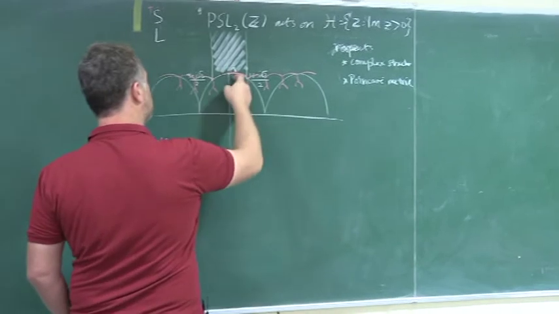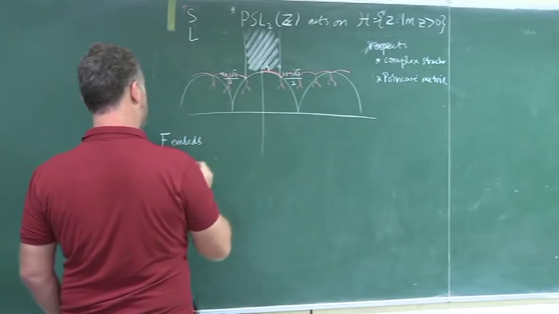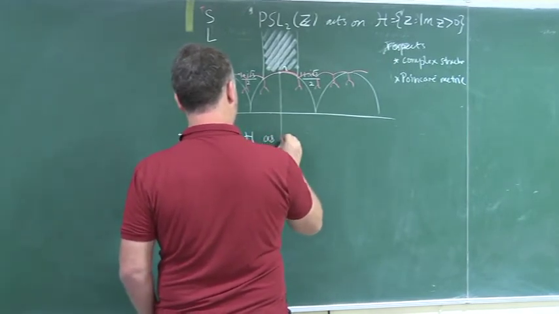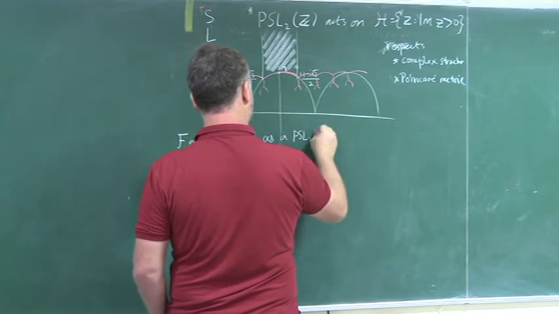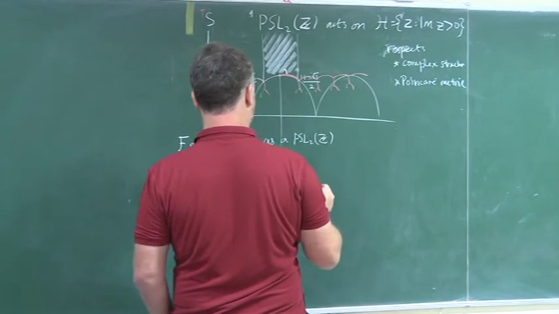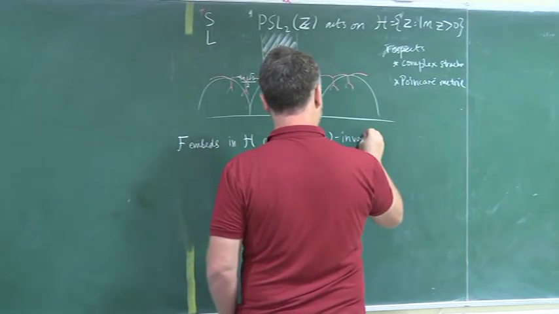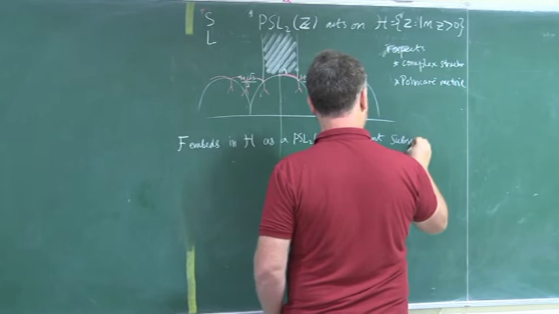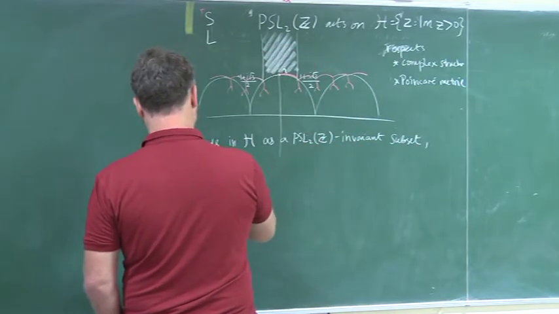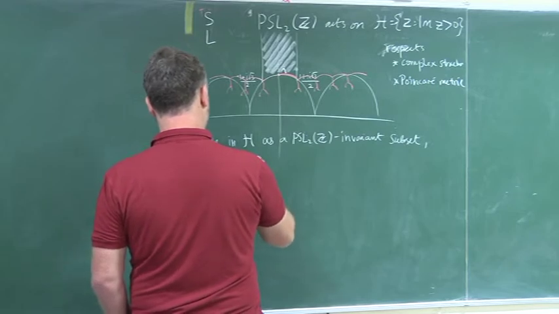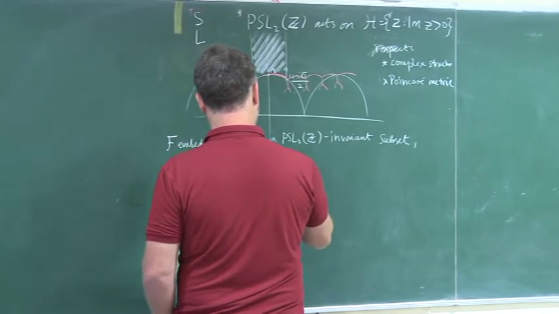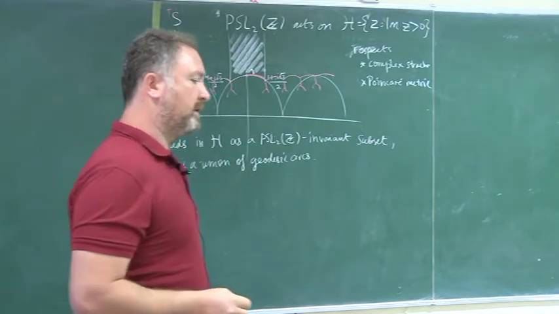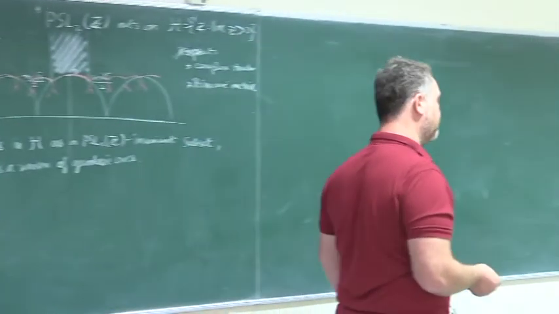So since this is a geodesic arc, our Farey tree embeds in the upper half plane as a PSL2Z invariant, not pointwise invariant, but setwise invariant subset, which is a union of geodesic arcs. Well, at the same time, they are real analytic arcs and geodesic arcs.